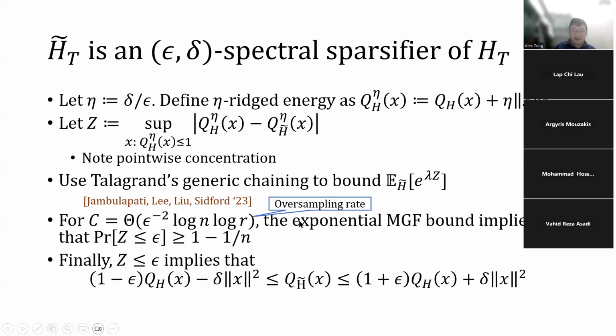And then finally, we just kind of unwind the definition of ridged energy to show that when Z is at most epsilon, it implies that the sparsifier is an epsilon delta spectral sparsifier. So I'm hiding a lot of things behind this use of Talagrand's generic chaining. Again, if you're interested, you can just go to our paper or the paper that we cited.